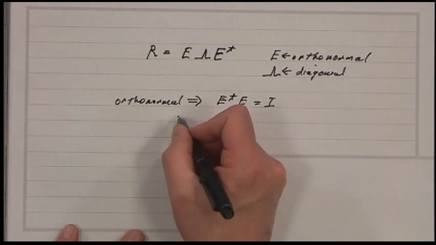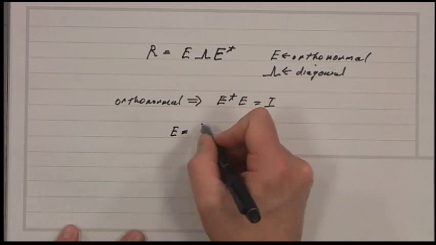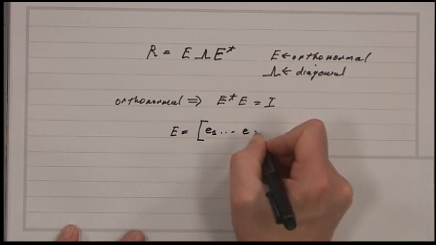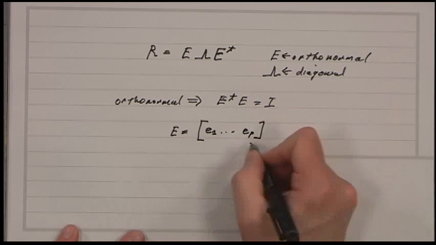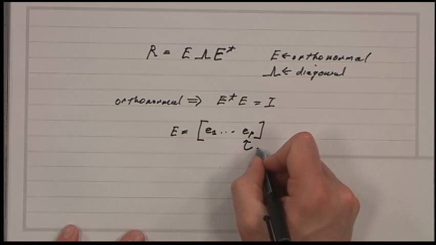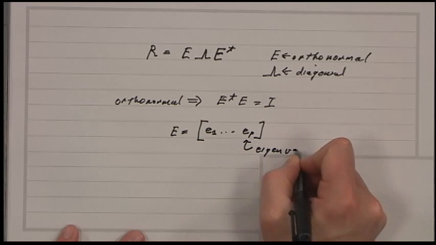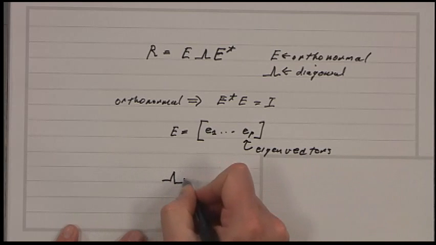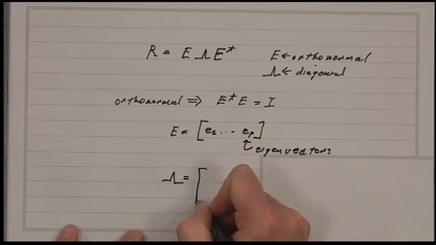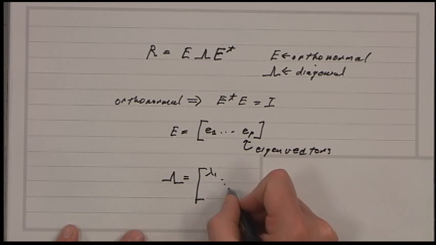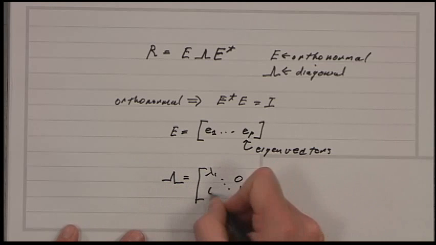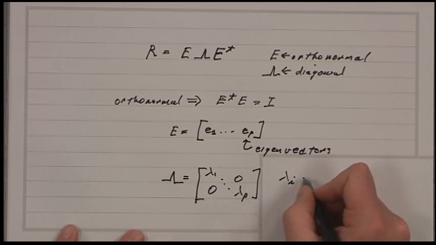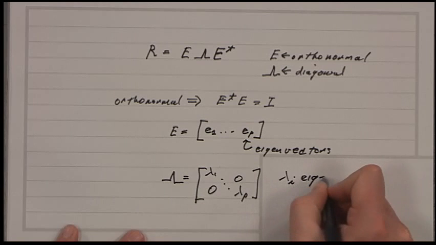And E here is a matrix whose columns, which we'll call E1 through EP, are eigenvectors. And lambda here is a diagonal matrix. So you have lambda 1 through lambda p on the diagonal, and the rest are zeros. And the lambda i are the eigenvalues.